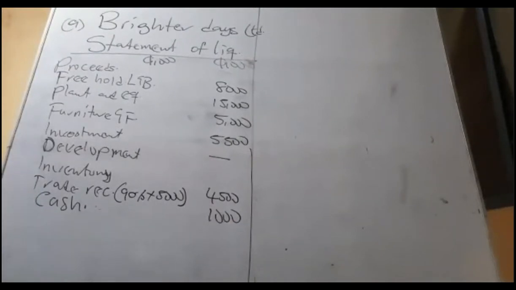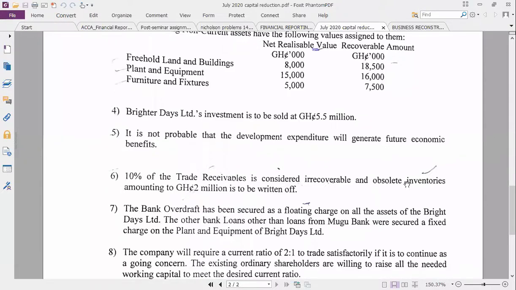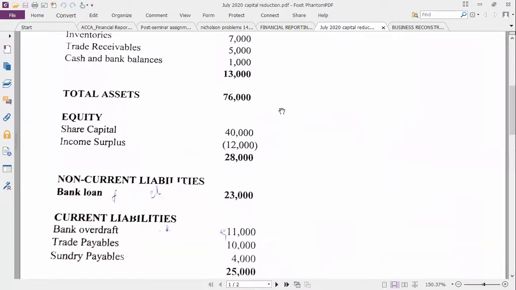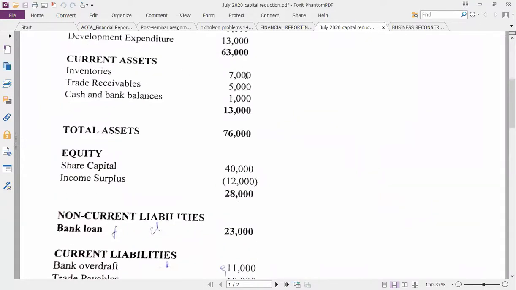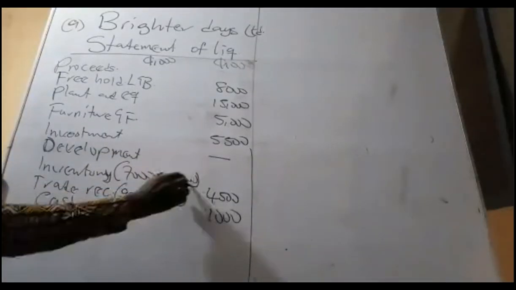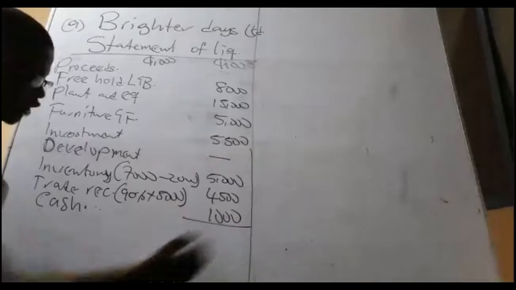Now let's do inventory. Inventory 2 in the same note. It said that an obsolete inventory amounting to 2 million is to be written off. So that means inventory figure, subtract 2,000 from it, cancel 2,000 of the inventory. So inventories is 7,000. If I take 2,000 off, you get what? 5,000. Perfect. So inventory will be 7,000 minus 2,000, and that will be 5,000. Perfect.